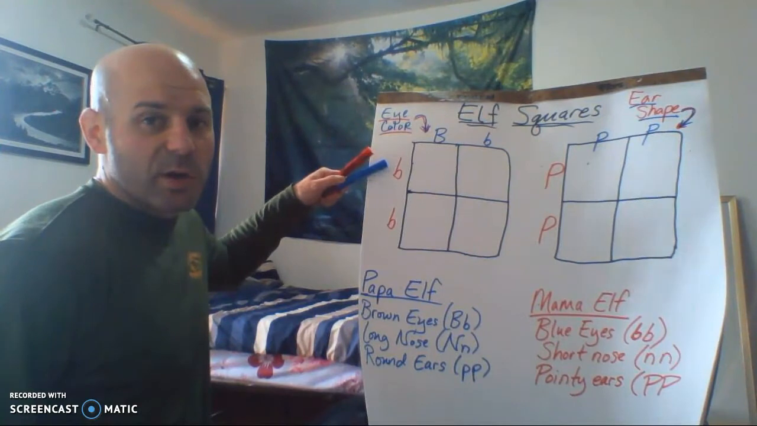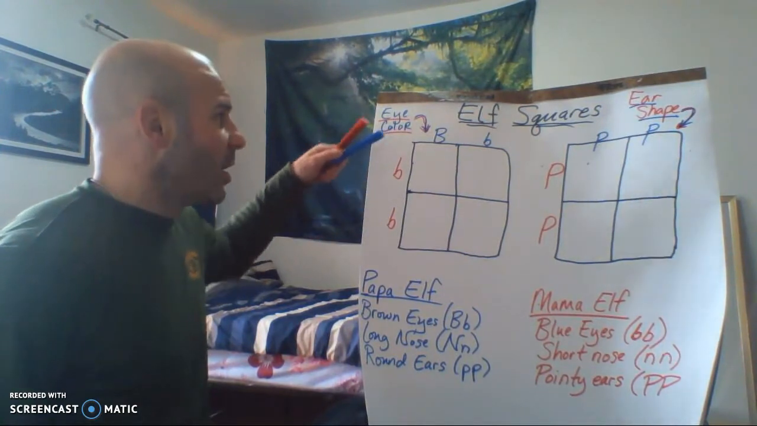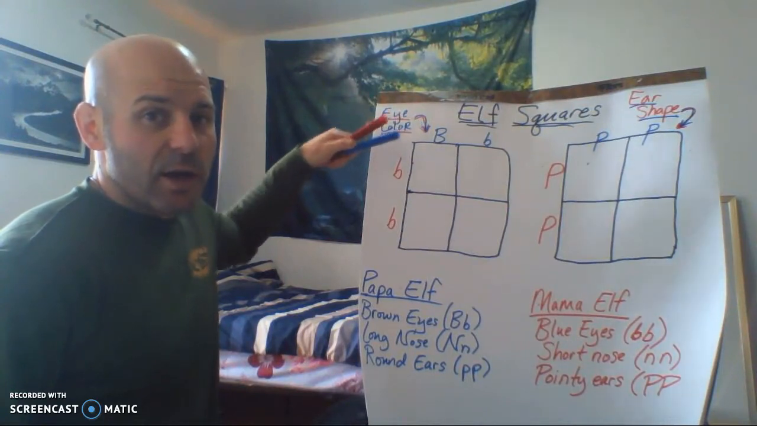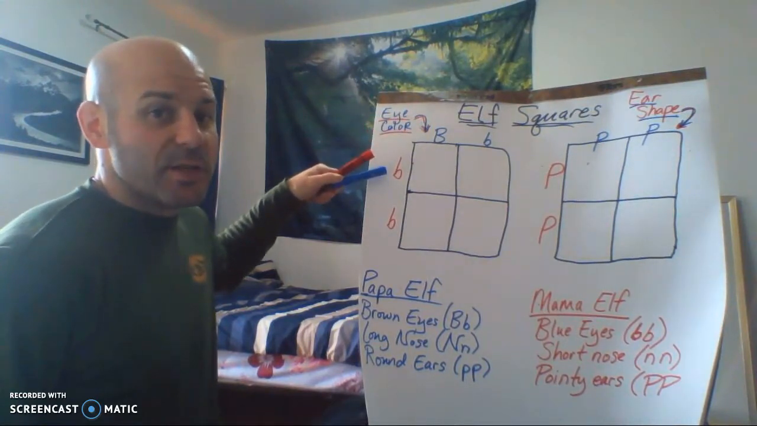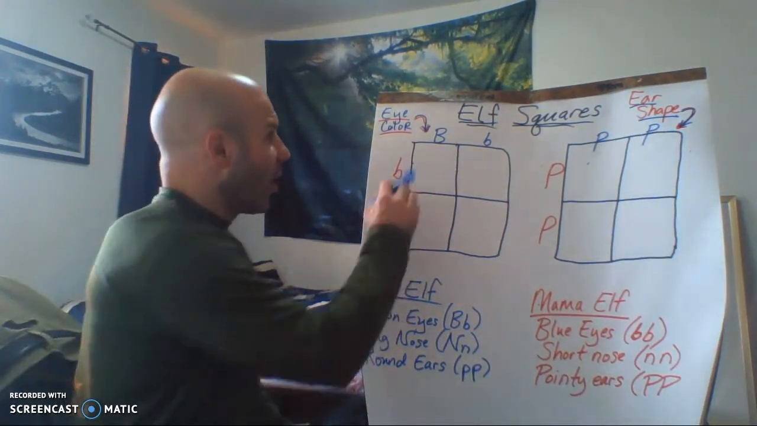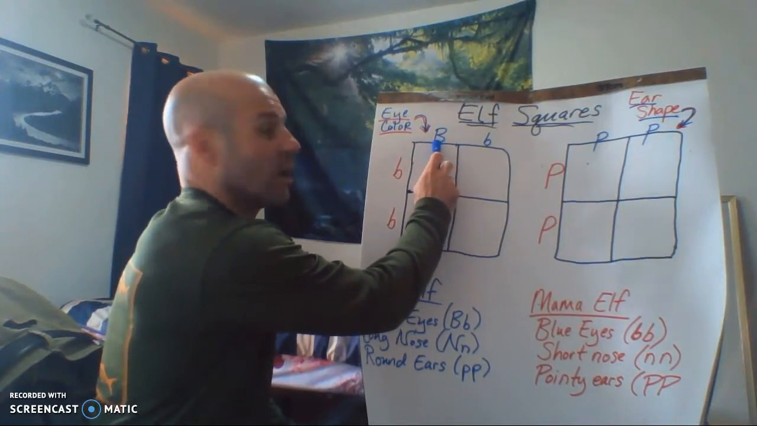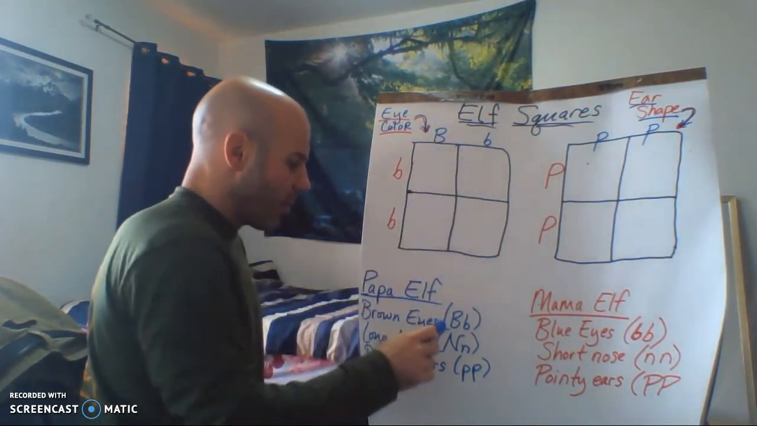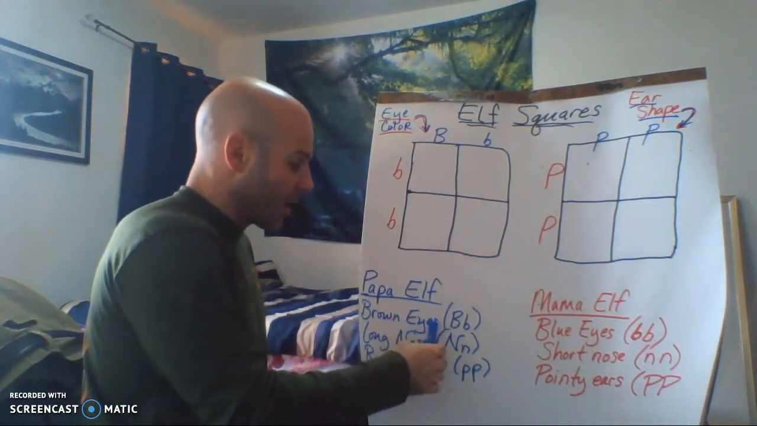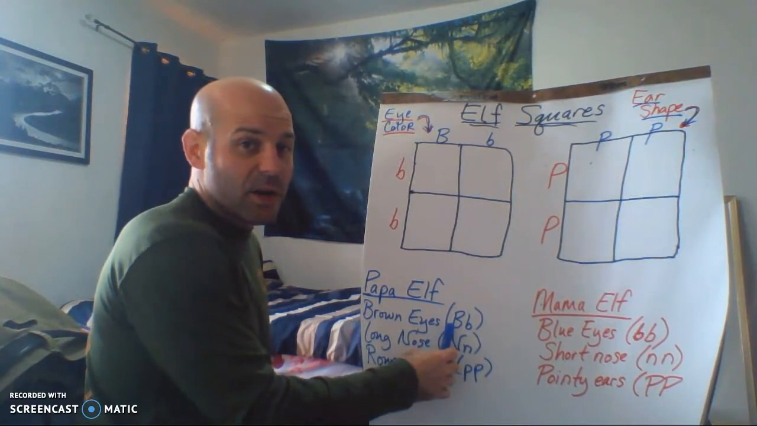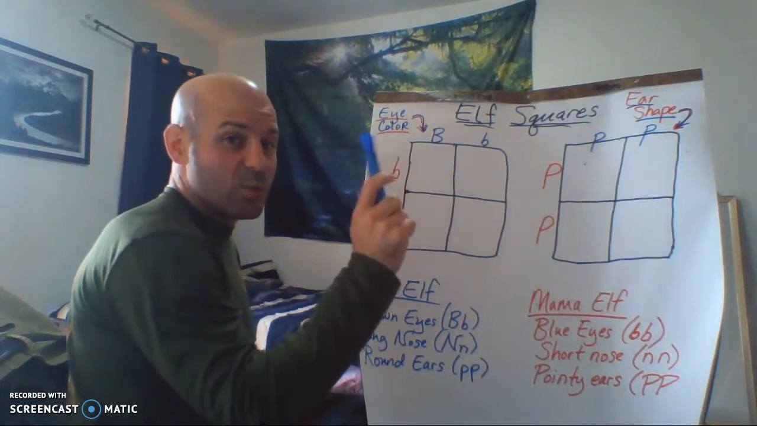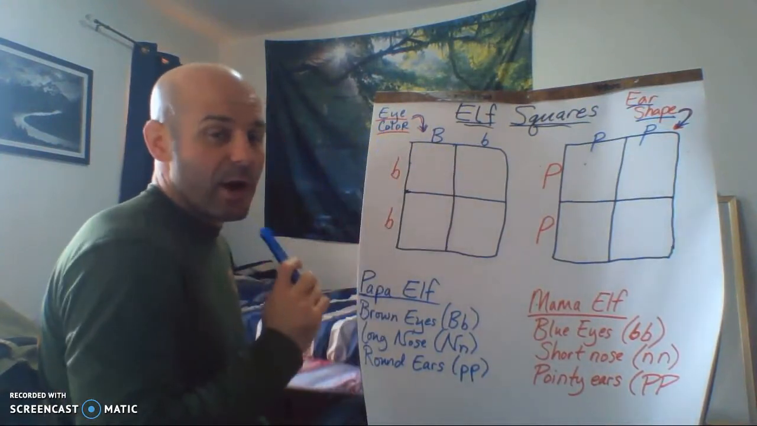Remember, these letters we call alleles, and as you remember, a capital letter means a dominant trait, and a lowercase letter means a recessive trait. Alright, so first, eye color. I already put Papa Elf's alleles at the top, so one capital B and one lowercase b. So Papa Elf has brown eyes. That capital B is the dominant trait of brown eyes. So because he has one dominant trait, all you need is one for dominant. That's why he has brown eyes.